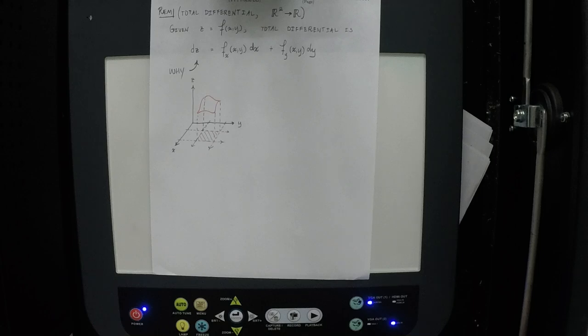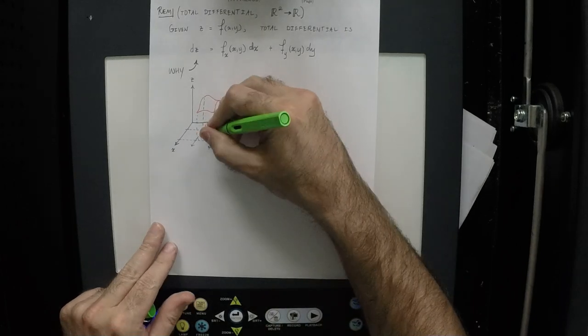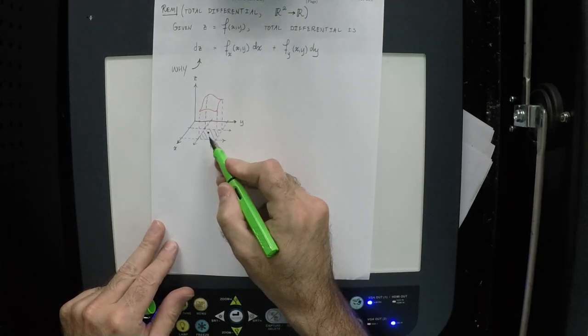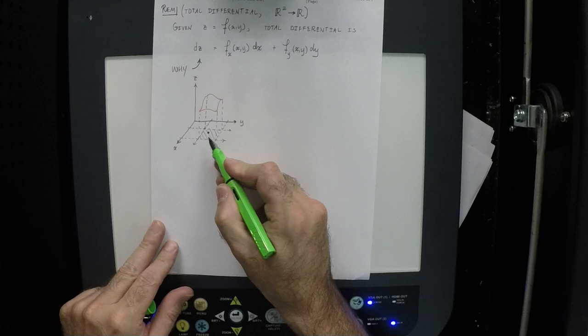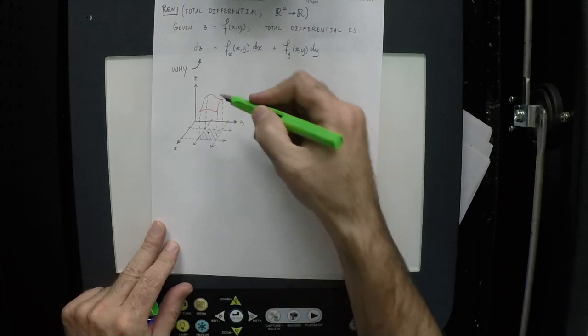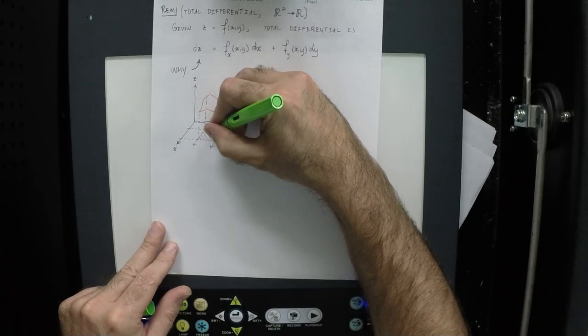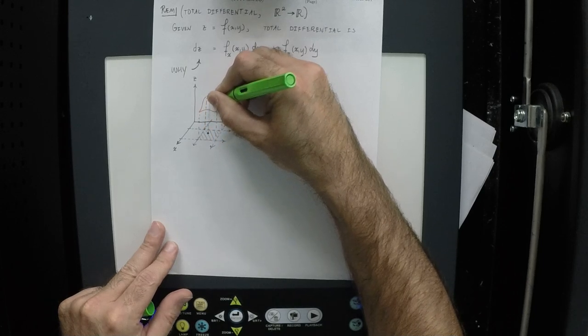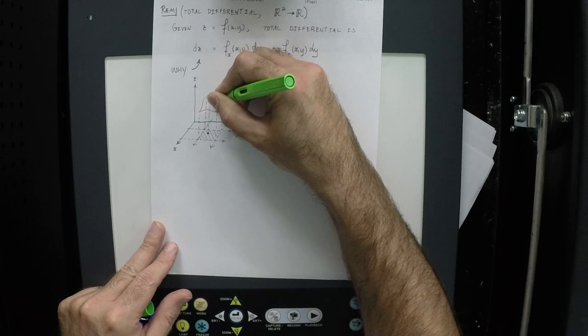So, now I'd like for you to imagine that you're at some specific input. That input. Then the output of the function is, well, you go straight up to it, just like we did two pages ago. And then you hit the surface right there.